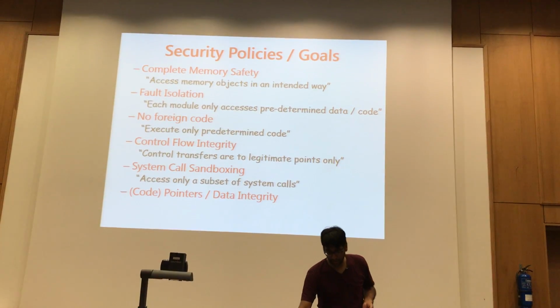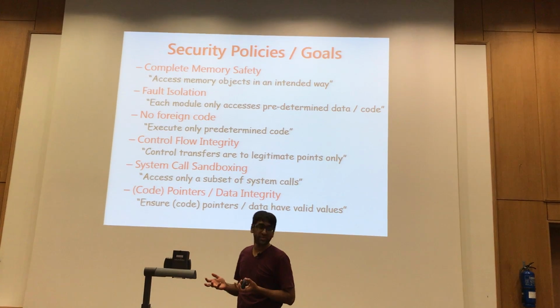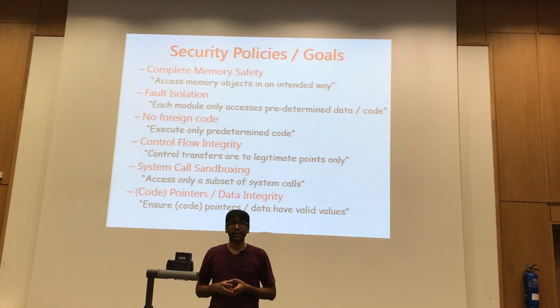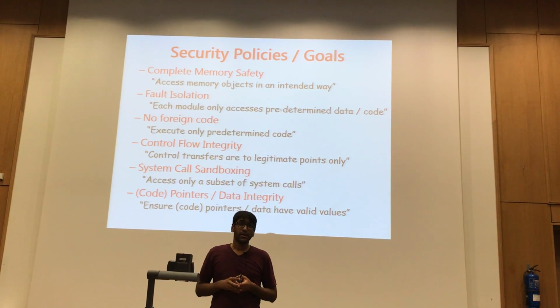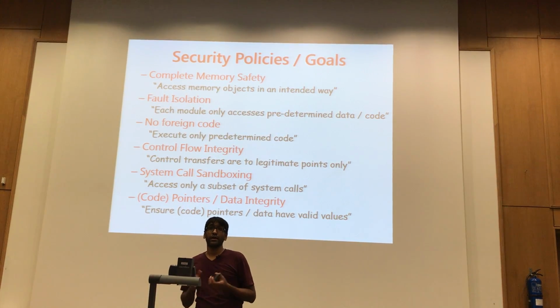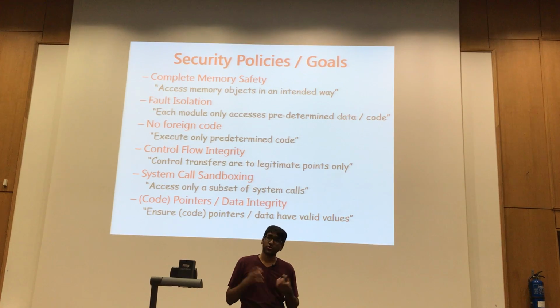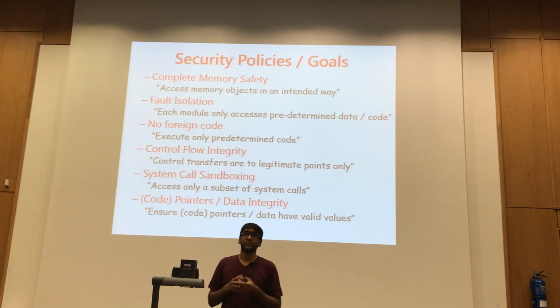And code pointer and data pointer integrity says that only code pointers, for instance, should have valid values. Everything else is allowed to be corrupted. And you can limit the scope of pointers to just the code pointers or all the pointers in the system.